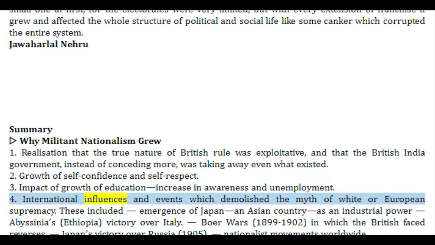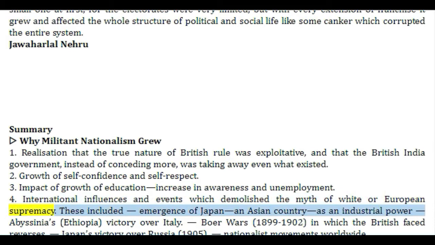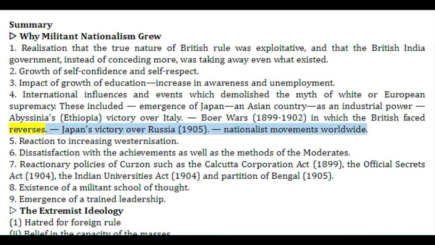4. International influences and events which demolished the myth of white or European supremacy. These included the emergence of Japan, an Asian country, as an industrial power, Abyssinia's (Ethiopia's) victory over Italy, the Boer Wars, 1899 to 1902, in which the British faced reverses, Japan's victory over Russia, 1905, and nationalist movements worldwide. 5. Reaction to increasing westernization. 6. Dissatisfaction with the achievements as well as the methods of the moderates.